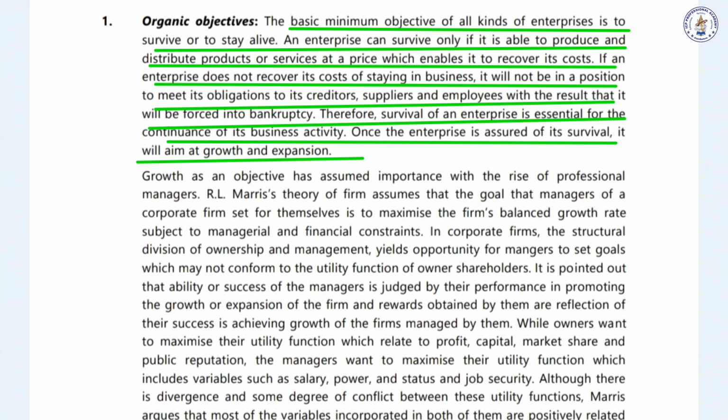Only if it is able to make some revenue which helps to cover all the cost, it will be able to pay its creditors, suppliers and employees. If it is not able to, then the question of survival becomes very acute. It cannot survive. For a business which cannot survive, nobody will be able to give any help. At that stage, it has to go for bankruptcy. When its survival itself is in question, then it cannot aim at growth or expansion. Only when its survival becomes assured, then a business can aim for growth and expansion.